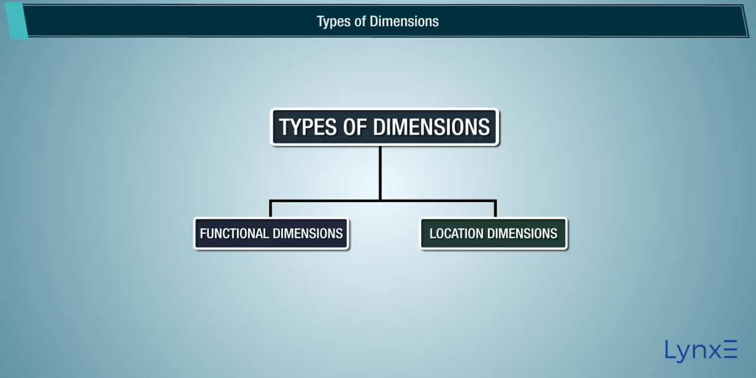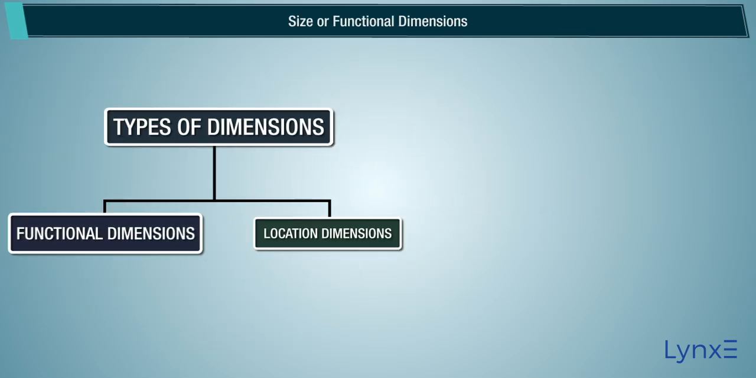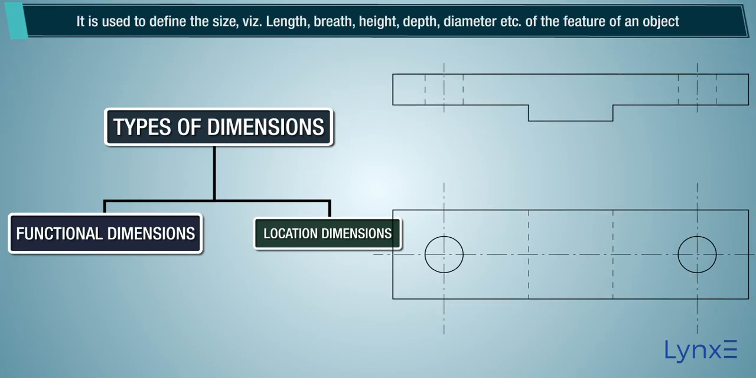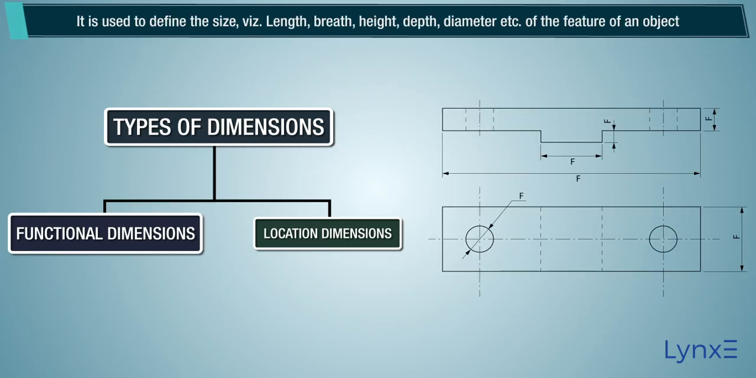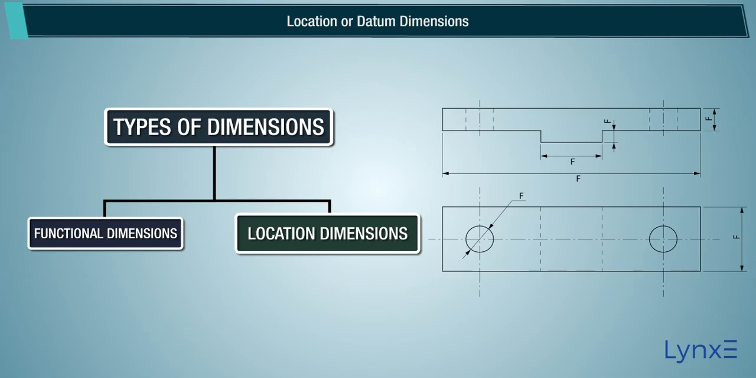Types of dimensions. Size or functional dimensions. It is used to define the size, which is length, breadth, height, depth, diameter, etc. of the feature of an object. Location or datum dimensions. It is used to define the position of the feature of an object.